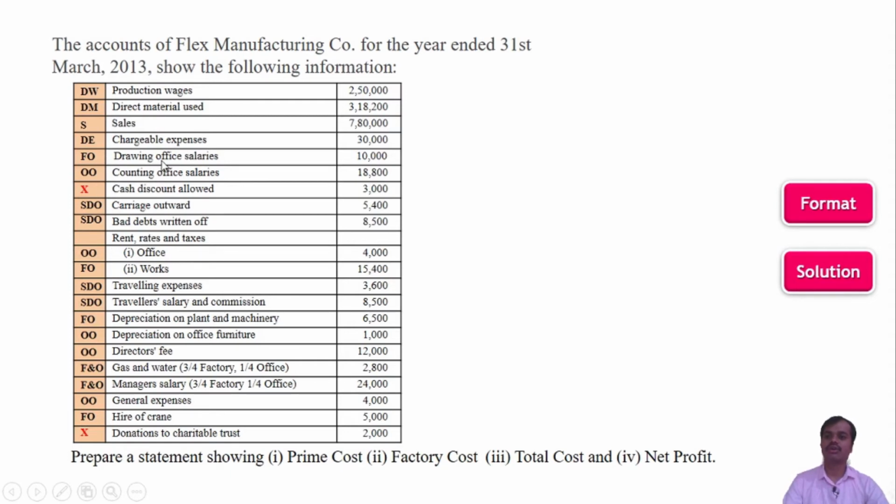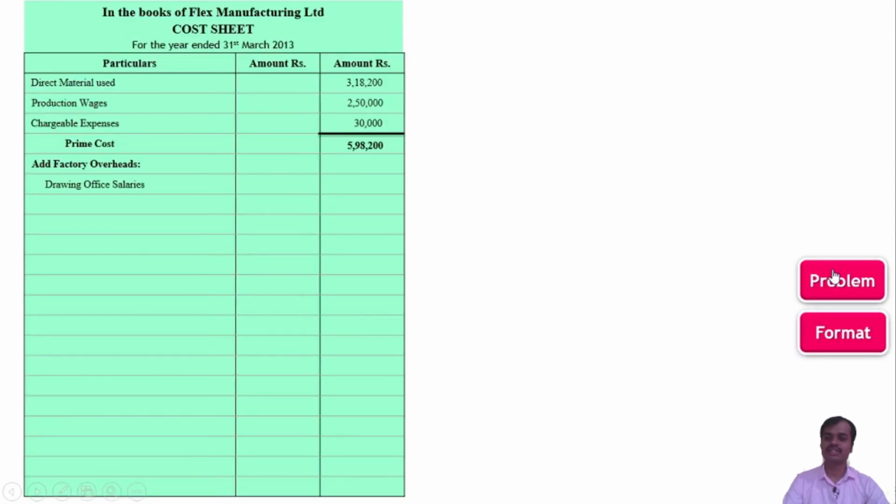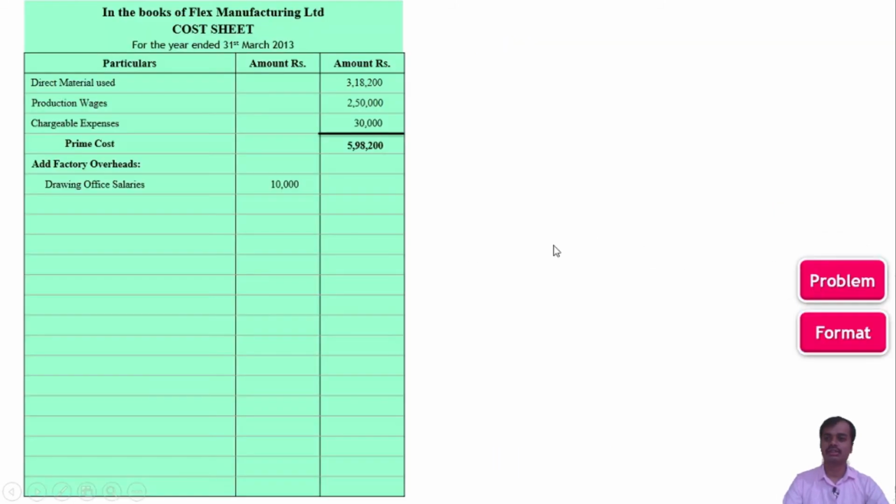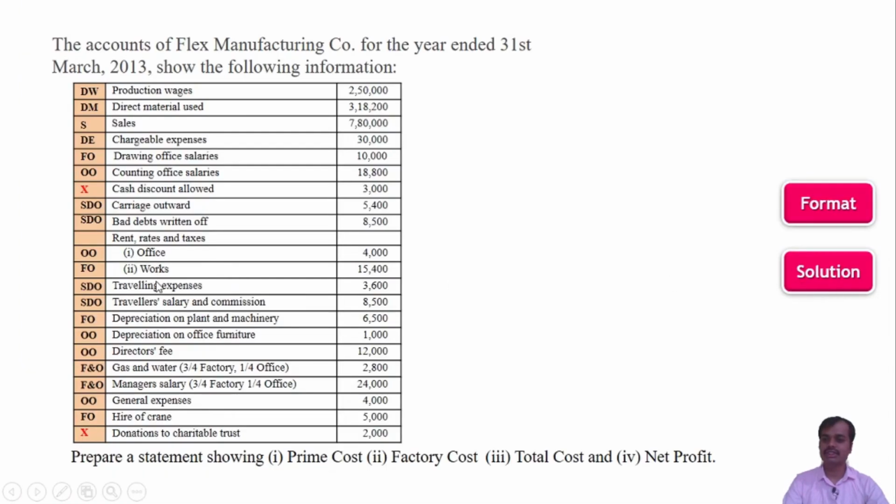The first is drawing office salaries, that is 10,000. So we will take here drawing office salaries in inner column rupees 10,000. The next, after drawing office salary, is works rent, rates and taxes for works. We will take rent, rates and taxes for works, which is 15,400. Next is depreciation on plant and machinery, which is 6,500.